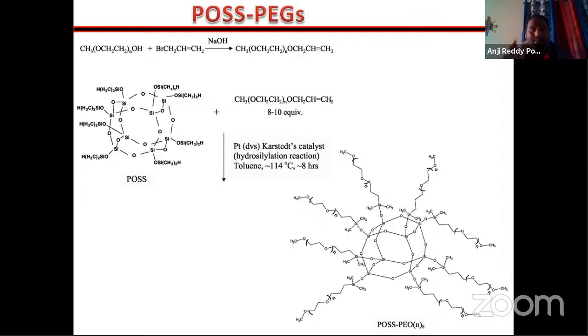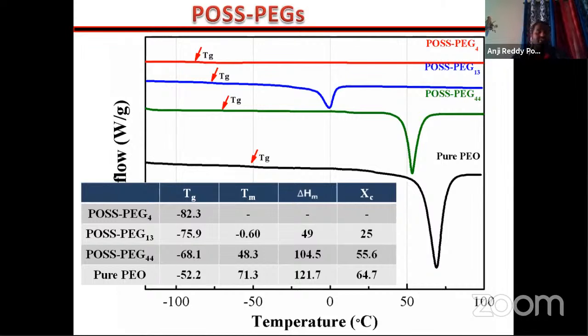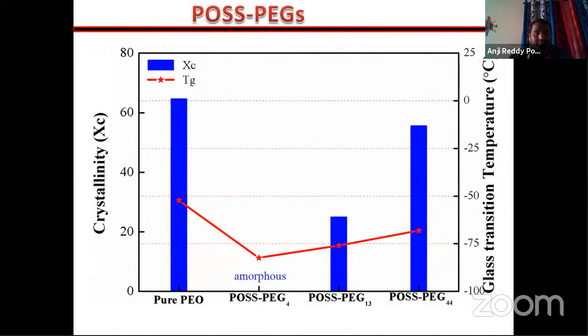In this POSS-PEG, inside we have the inorganic cage that will improve the mechanical property, and outside we have the organic PEGs that will improve the conductivity. We have synthesized these different types of POSS-PEGs in our lab, with PEG4, PEG13, and PEG44, and we have checked the glass transition temperatures also. That is very low compared with pure PU. I have given the Tg values of the different POSS-PEGs. These are the different POSS-based polymers. This is the graph of crystallinity and glass transition temperature for the different POSS-PEGs.